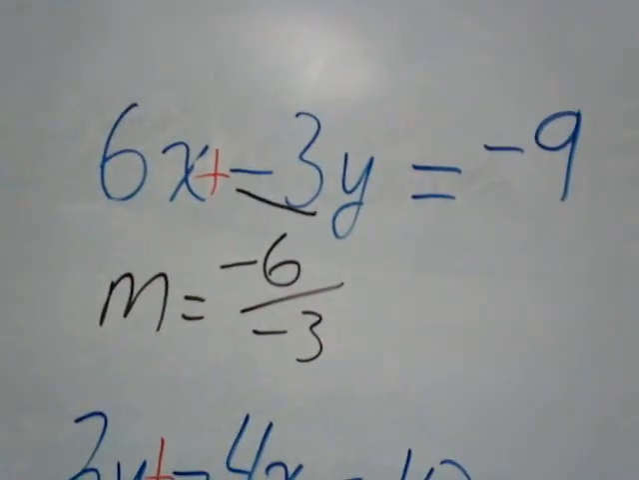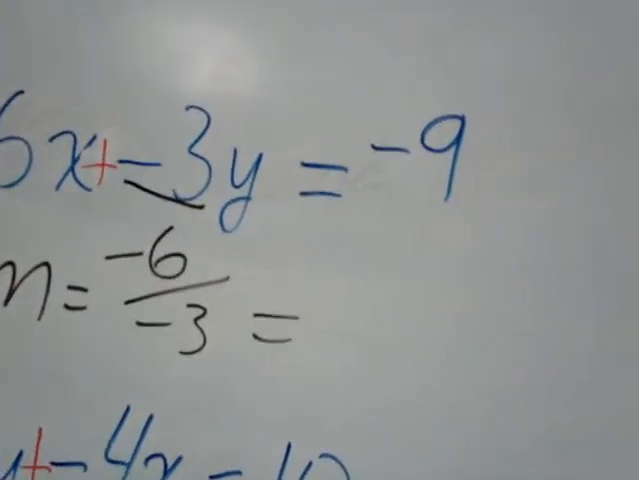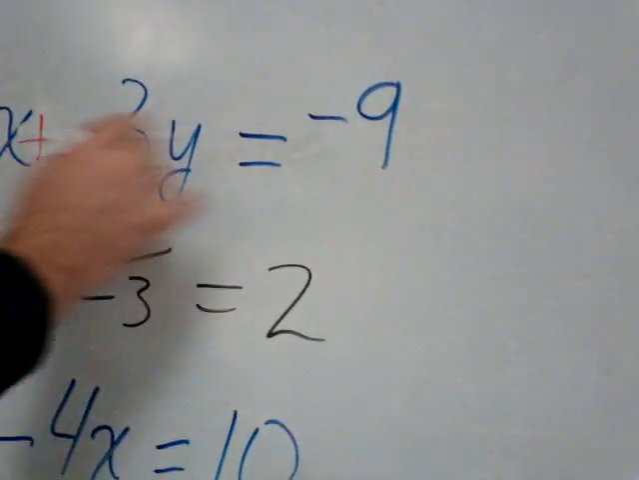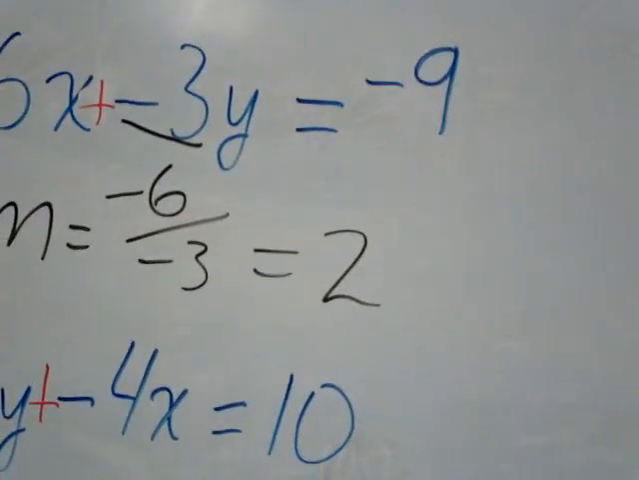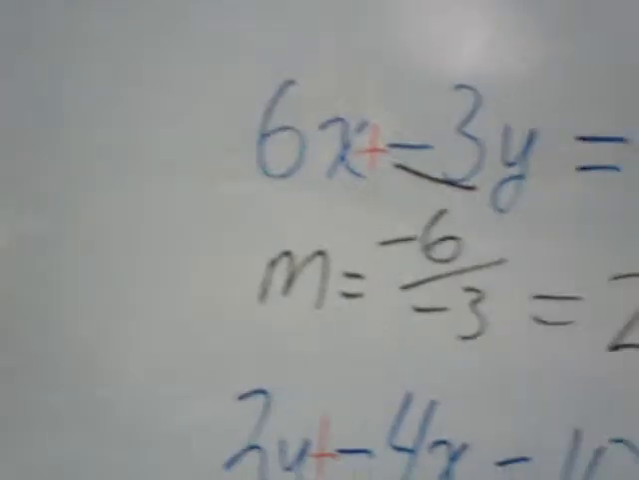I can simplify that. A negative divided by a negative is a positive, and 6 divided by 3 is 2. So in this case, the slope is 2. I don't need to go through and put it in slope-intercept form to find it. This way works. Now let's look at this third example.